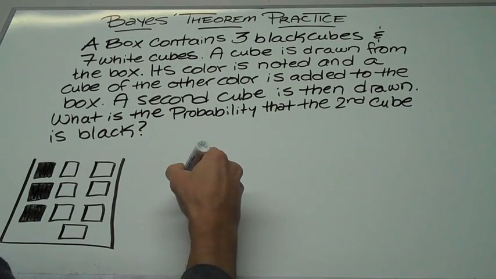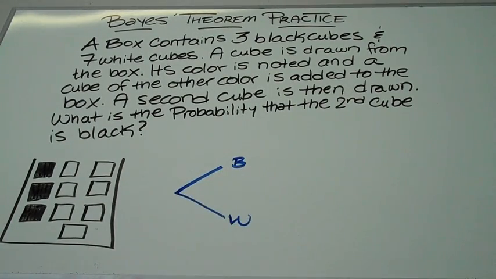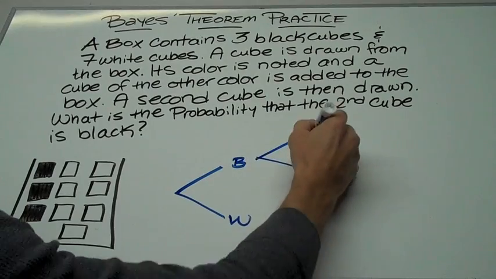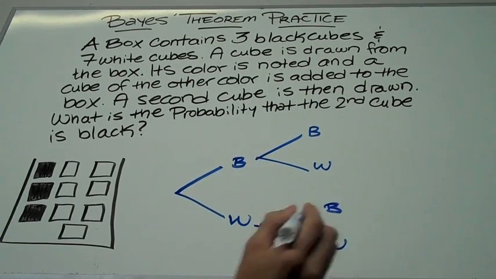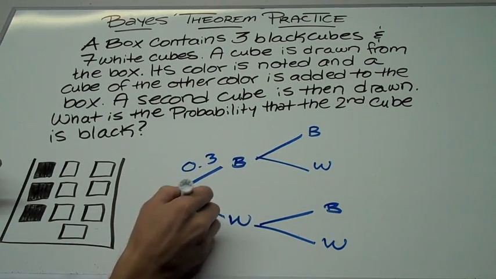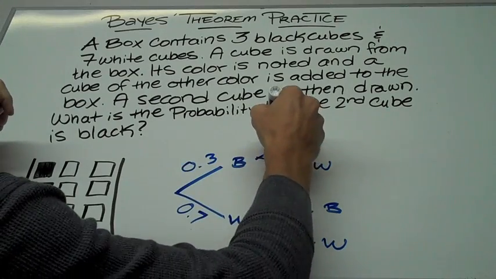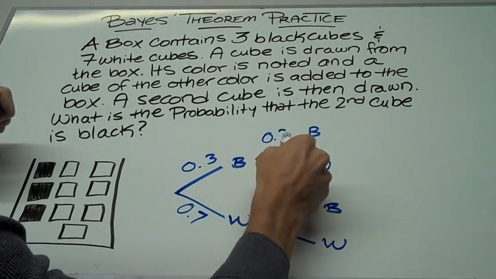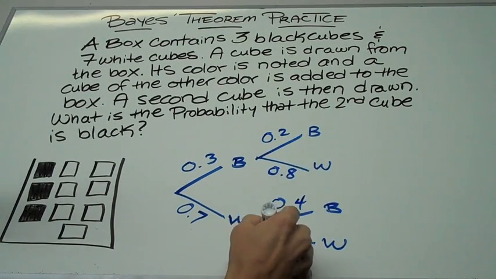Well, with our first branch in the tree, we can either go black or white. And in our second branch in the tree, we can again go black or white. With our first draw, we see that it's 0.3, or 30%, black, and 0.7 white. If I choose a black, I have to add a white. That gives me 8 white and 2 black, so black would be 0.2 and white would be 0.8. If I choose a white, I have to add a black. That would give me 4 blacks and 6 whites, so this would be 0.4 and 0.6.